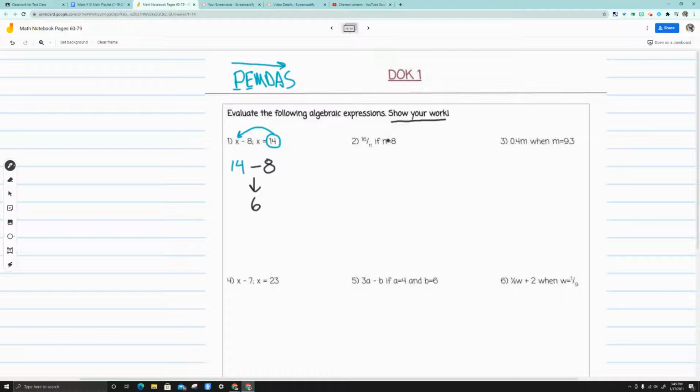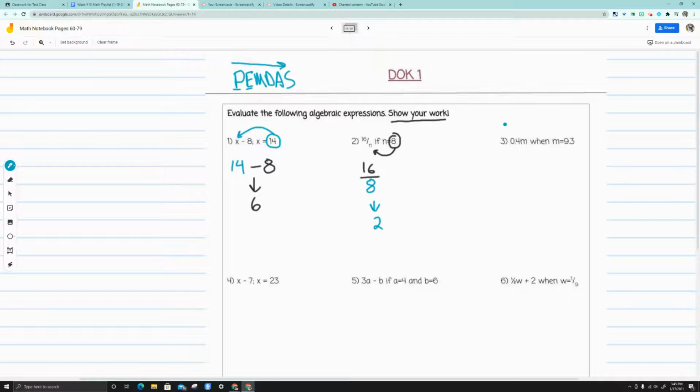So we have 16 divided by n for the next one, number 2. And n equals 8. So I'm going to take that 8 and I'm going to plug it into the n. So instead of 16 divided by n, of course, it's going to be 16 divided by 8. Now, of course, 16 divided by 8 is 2. And that one, again, we only had one operation, right?